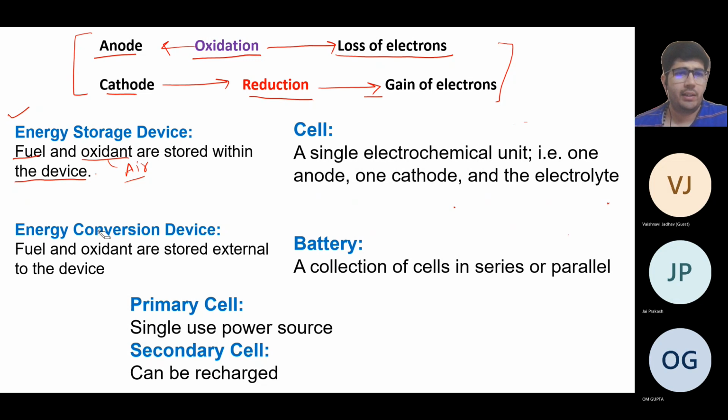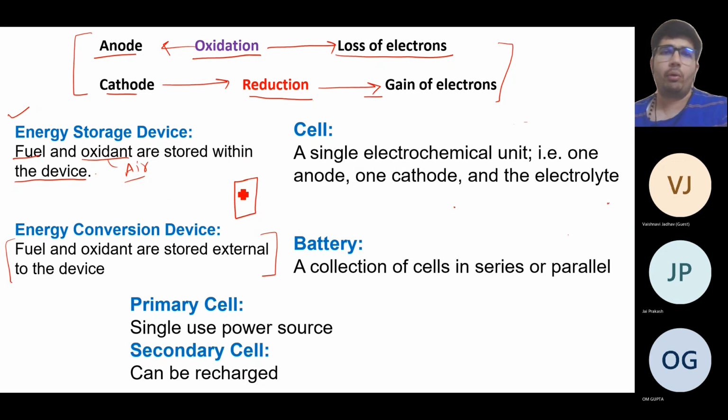Okay, and what are the energy conversion devices? Fuel and oxidant are stored external to the device. So basically in an energy conversion device, we are converting the energy, and we are storing the fuel and oxidant outside the device. So that is a drawback of the batteries, because the supply from the battery is quite limited. Because we have to store both the fuel and oxidant in the device itself. So we can store up to a particular amount only. After that amount is depleted, we cannot get the energy.